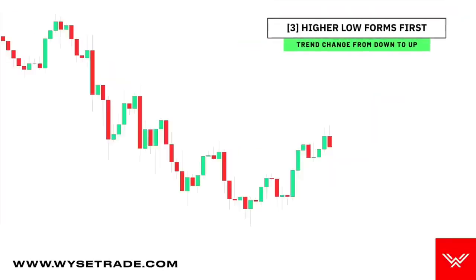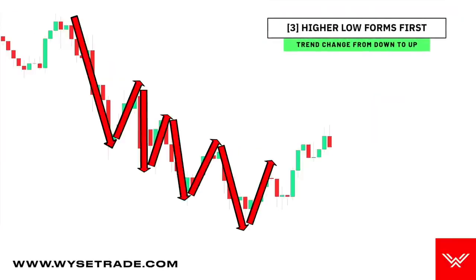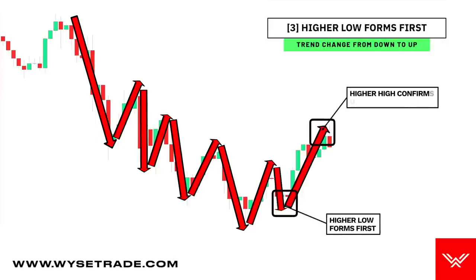Type 3. You have your moving downtrend through the lower highs and lower lows before you have a higher low that forms first, followed by a trend change breakout and higher high.